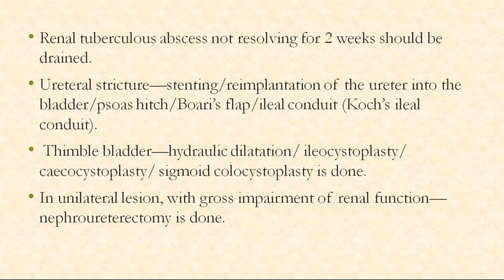Next, thimble bladder. What is thimble bladder? Already know. Because of tuberculosis of the kidney, miliary tuberculosis is present in the mucosa and golf hole ureter can occur. So in such conditions, you do hydraulic dilatation or ileocystoplasty or cecoplasty. That means the bladder is connected to the ileum, or to the cecum, that is called cecocystoplasty, or to the sigmoid colon, sigmoid colocystoplasty, to be done in case of thimble bladder.